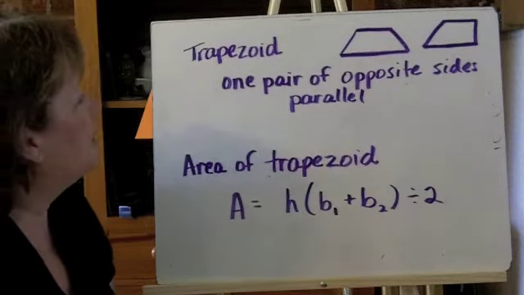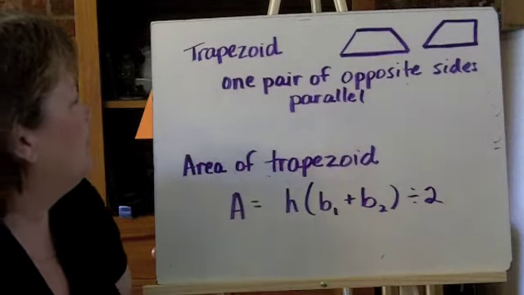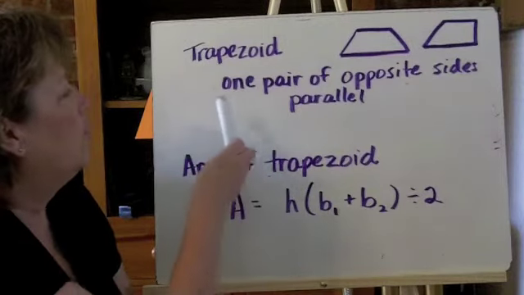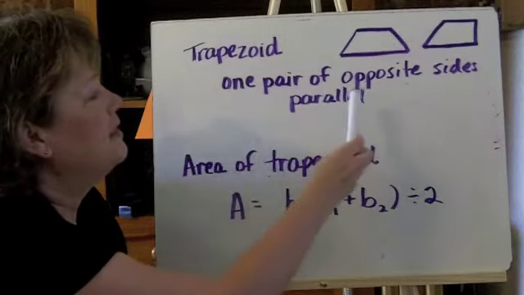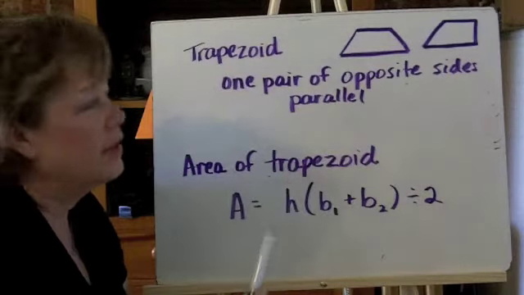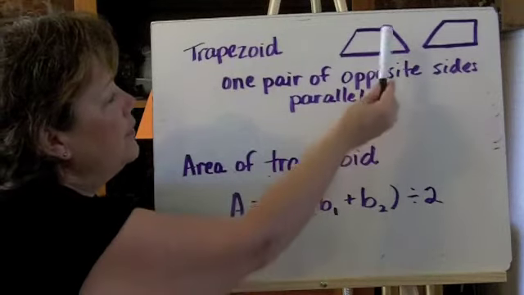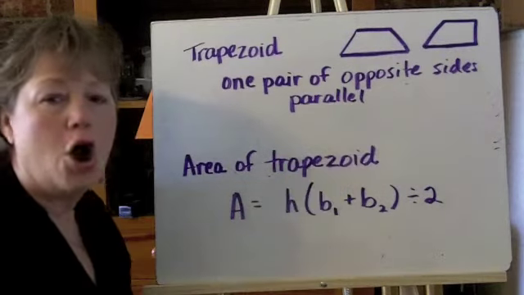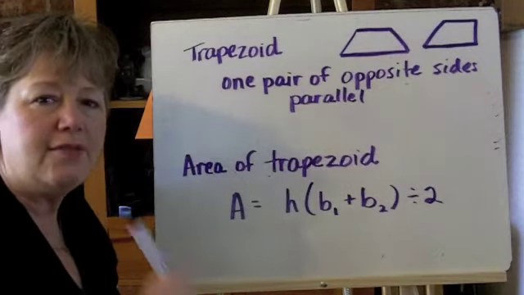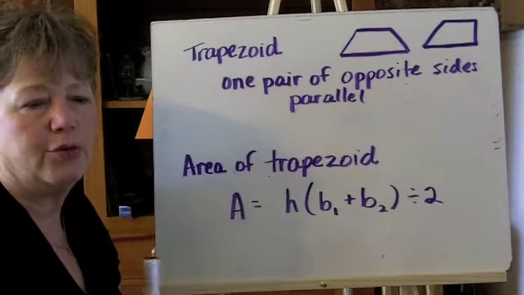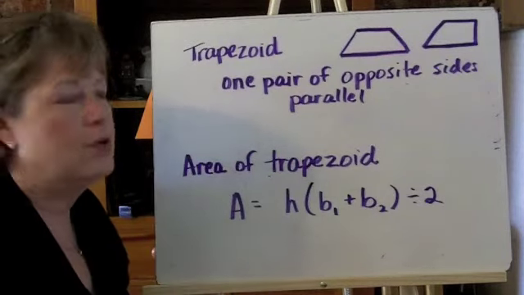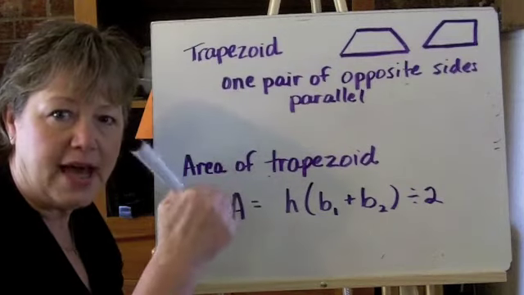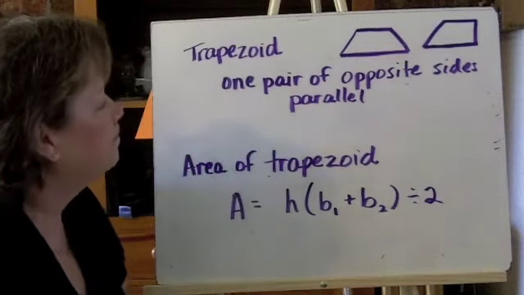So I just want to remind you of what a trapezoid is. A trapezoid is a polygon where there's one pair of opposite sides parallel. So I've given two examples, and the top and the bottom lines in both of those are parallel. So there's one set of parallel lines, the others can go any way they want to. So what makes it a trapezoid is having one opposite side parallel.